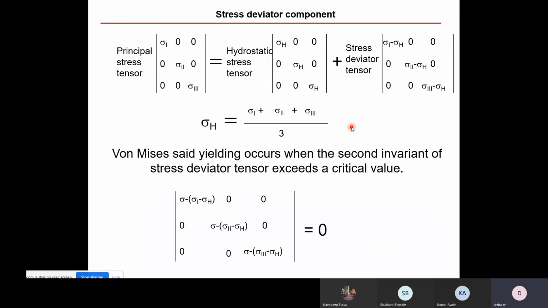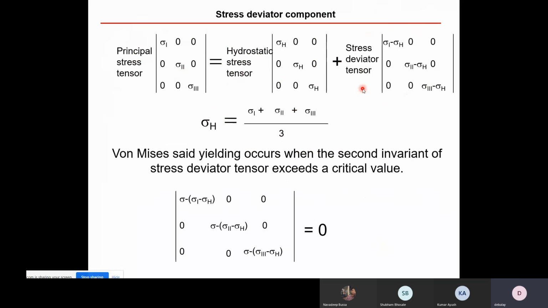In air also, we are under some kind of hydrostatic compression. So the remaining part becomes the stress deviator component. If I subtract the hydrostatic stress tensor from the principal stress tensor, we get the stress deviator tensor, which is actually responsible for plastic deformation, and therefore von Mises considered that.